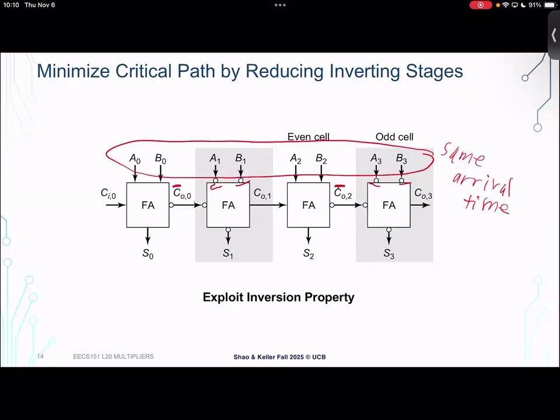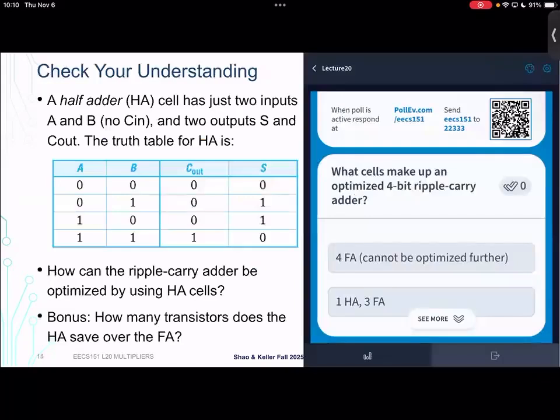Okay, good question. Any others? Okay, please go ahead and try this problem on your own. It looks like the poll is not fully displaying, but hopefully when you scan the QR code, you should be able to see all the options.